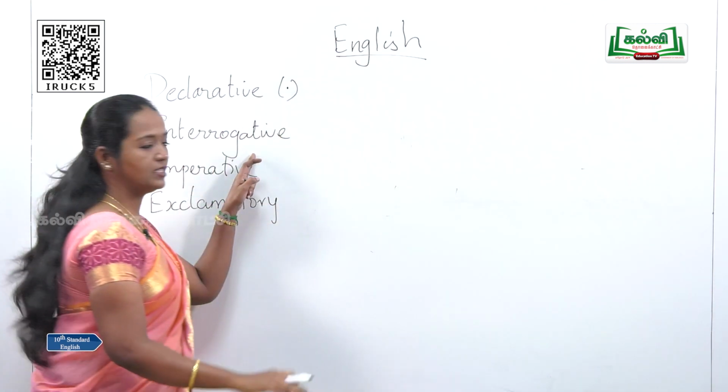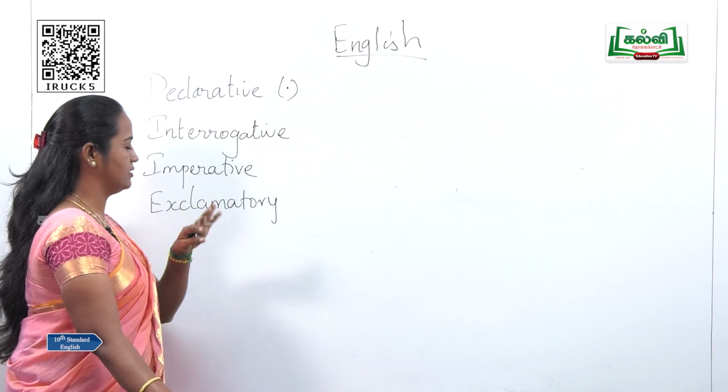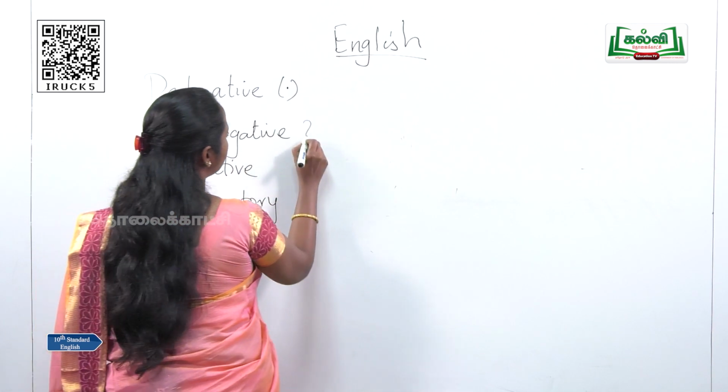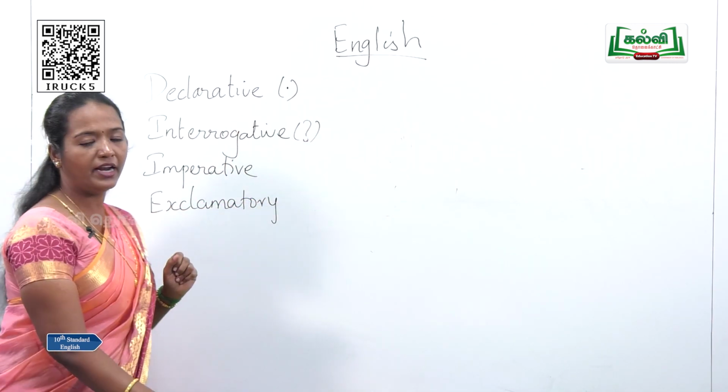So interrogative sentences, these are just questions, okay? And there are two types of questions. And this ends with a question mark. Good children. And then the imperative sentence.